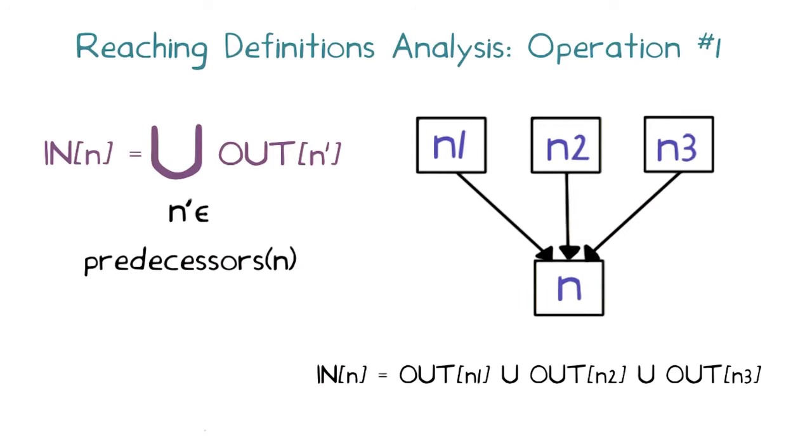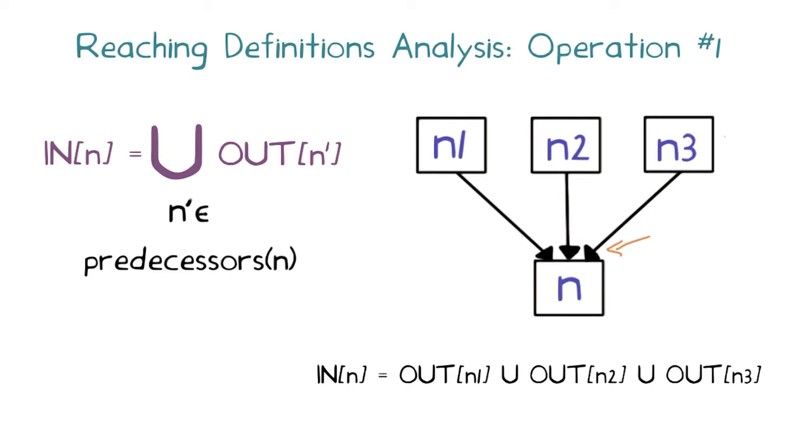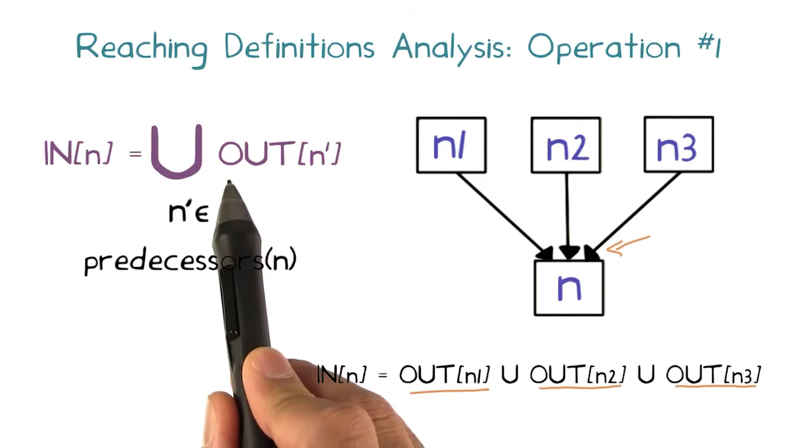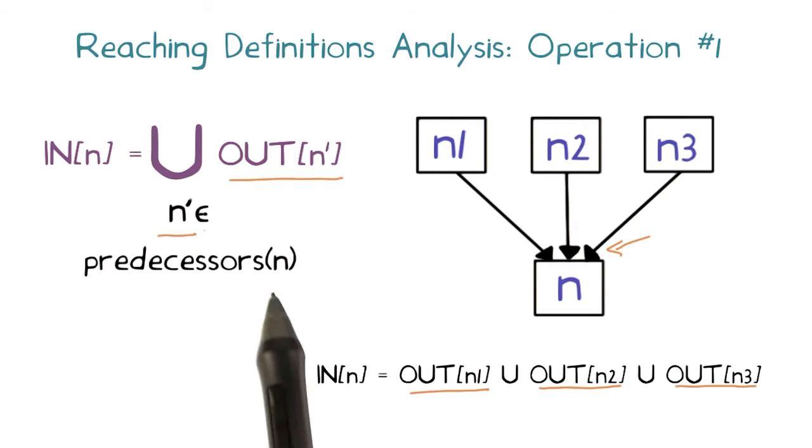Here is the first of the two operations of reaching definitions analysis. This operation states how to compute the set of facts at the entry of a particular node in the control flow graph. We do this by taking the union of the sets of facts at the exit of that node's immediate predecessors. That is, the union of out of n prime for each predecessor node n prime of n.